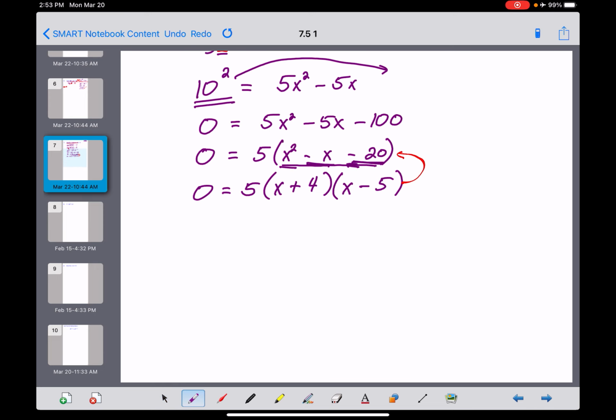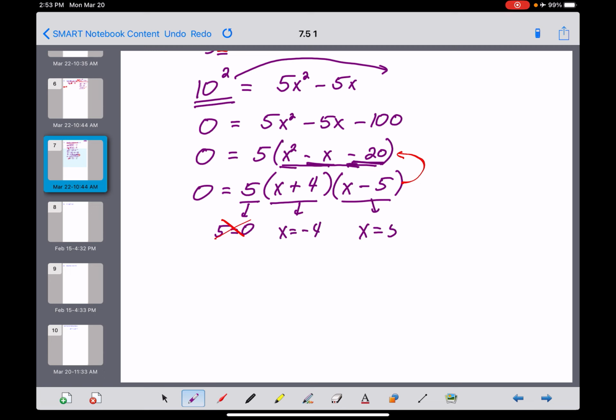Now what? Now you take each of your three factors, set them equal to 0, and solve. Well, this is kind of silly. You can't solve 5 equals 0 because 5 doesn't equal 0, and it never will. It's a constant, so you can just ignore that. But from here, you're going to get x equals negative 4, and from here, you're going to get x equals 5. So it certainly looks like there are two solutions to this equation.